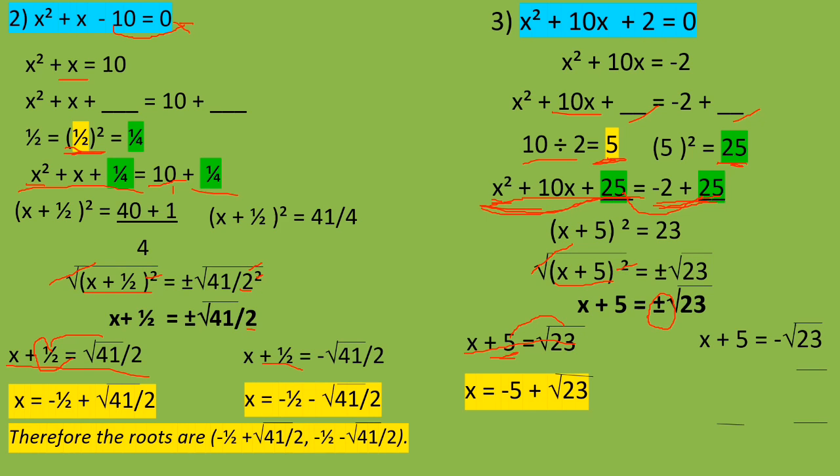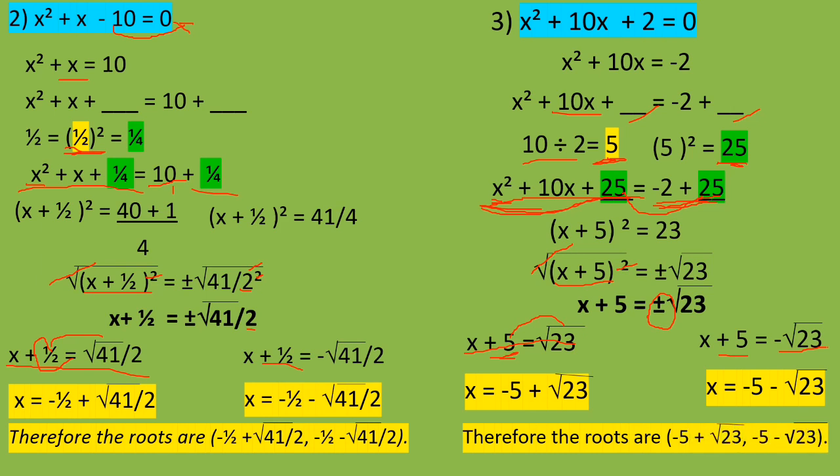Ganon din sa kabila. Ililipat natin si positive 5, magiging negative 5. Kaya meron na tayong x is equal to negative 5 minus square root of 23. So, kopyahin lang natin ito since hindi naman natin siya inilipat. Nasa right pa rin siya ng equal sign. Therefore, our roots are negative 5 plus square root of 23 and negative 5 minus square root of 23.